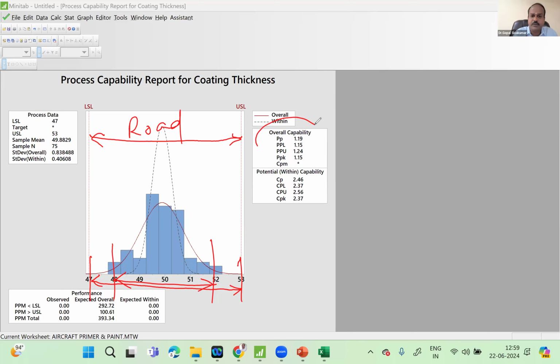So Cp and Cpk are 1.19 and 1.15. Sorry, Pp and Ppk. However, your Cp and Cpk are 2.46. Can you understand the meaning of within here, and the meaning of overall? Your capability within the roll we are checking. Similarly, your overall capability also we are checking. Any questions to me? I'm okay to answer. Or would anybody like to share your Minitab screen and perform the same thing just like how I performed? Anybody would like to make a try?